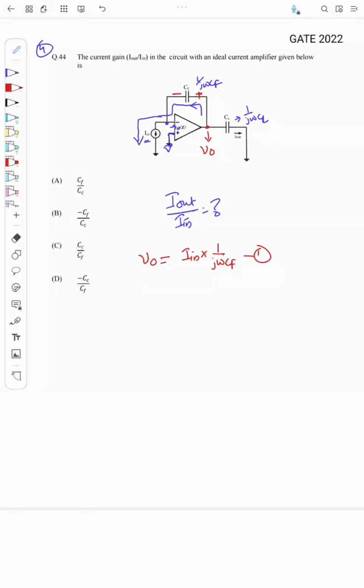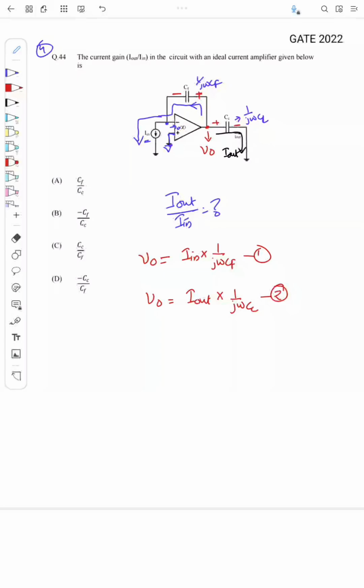Now if you see carefully, there is a current I out flowing like this, and because of that there is a voltage drop across CC, and that is again V out, right? So I can write V out also as I out into the impedance across CC, that is 1 by j omega CC. So V out is either I in into 1 by j omega CF, or I out into 1 by j omega CC, and both are equal, right?